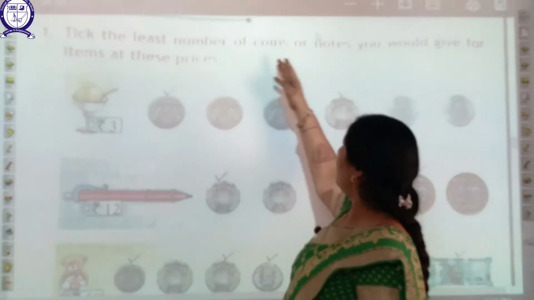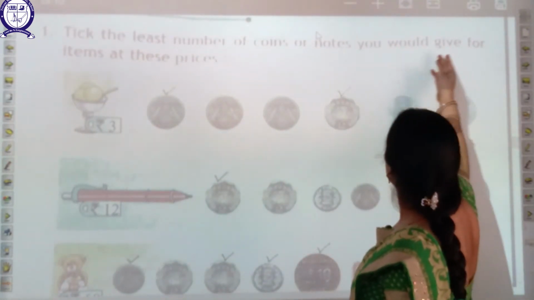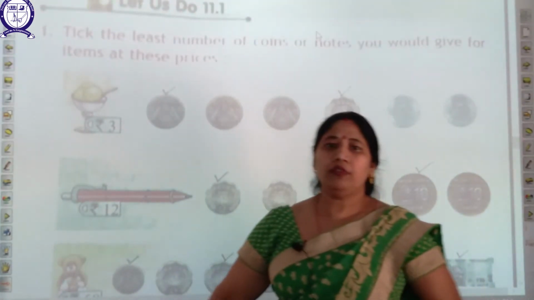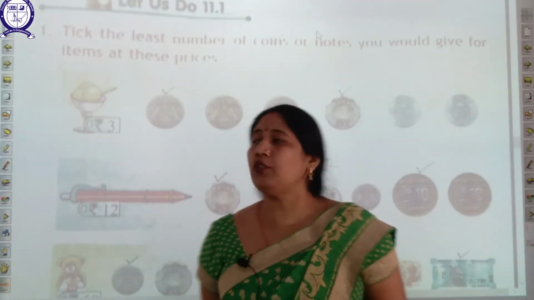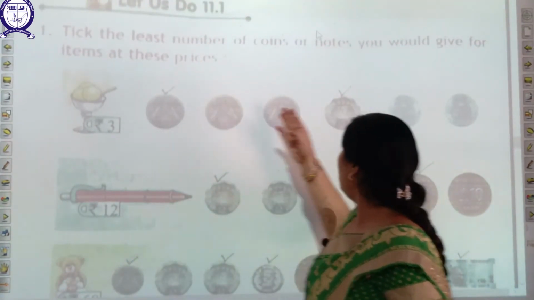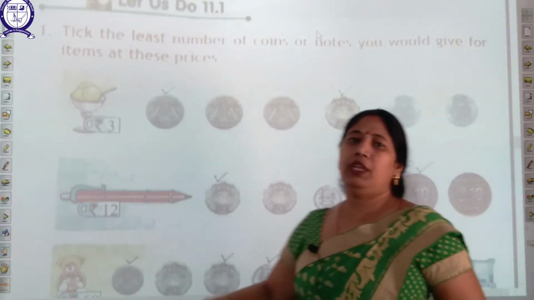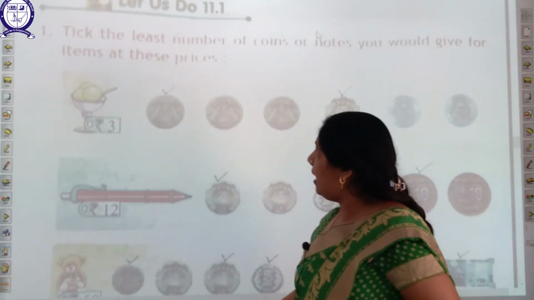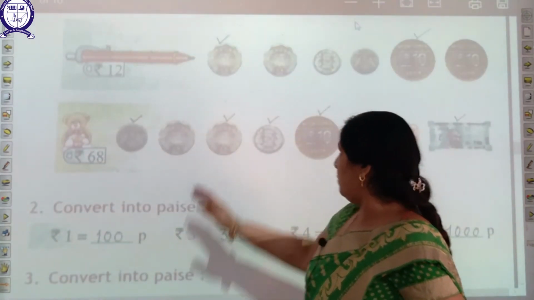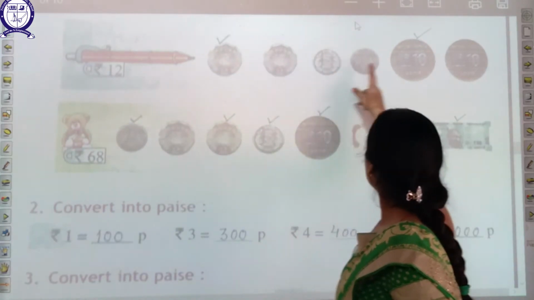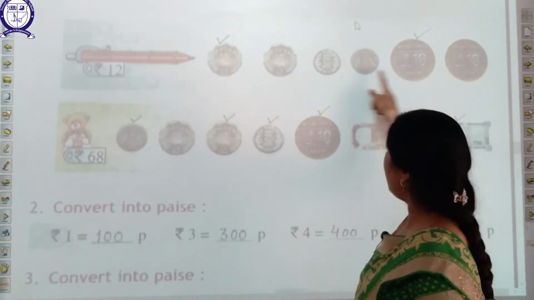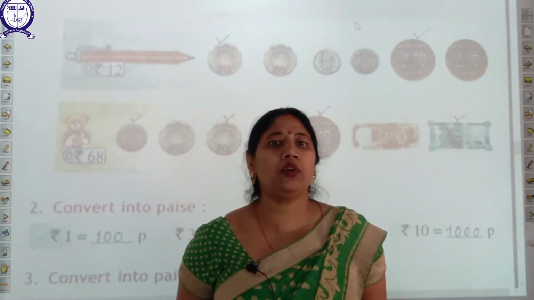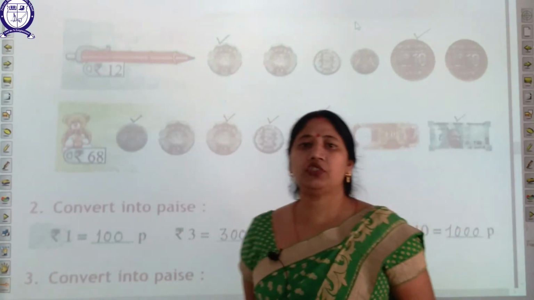Tick the least number of coins or notes you would give for an item at these prices. Rupees 3. So for 3 rupees we have to use a 1 rupee coin and a 2 rupee coin. 2 plus 1, 3. To buy at 12 rupees, 2 plus 10, 12. 10 plus 2, we have to take a 10 rupee coin and a 2 rupee coin. That is equal to rupees 12.